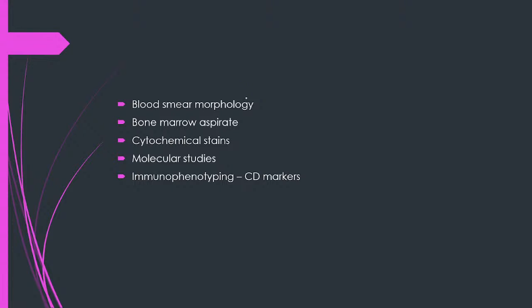Or cytochemical stains, rather. So please remember the cytochemical stains that you might encounter. For this particular topic, you need to remember TDT, PAS, MPO, and non-specific esterase. There are five cytochemical stains that you need to remember. The last one is SBB.